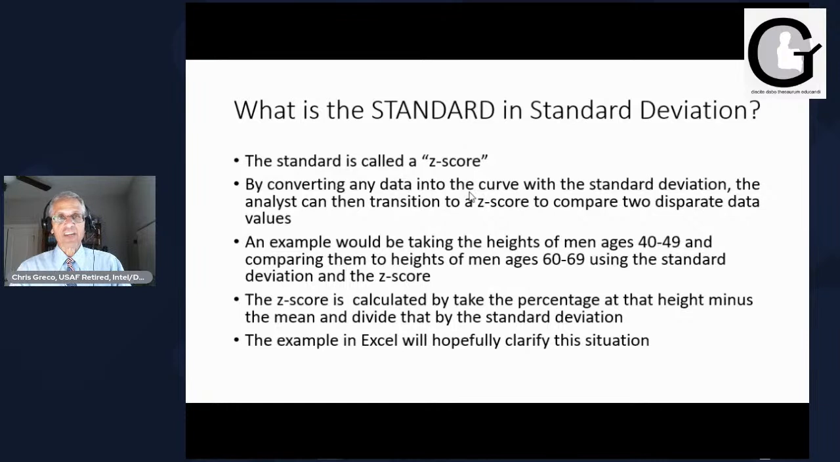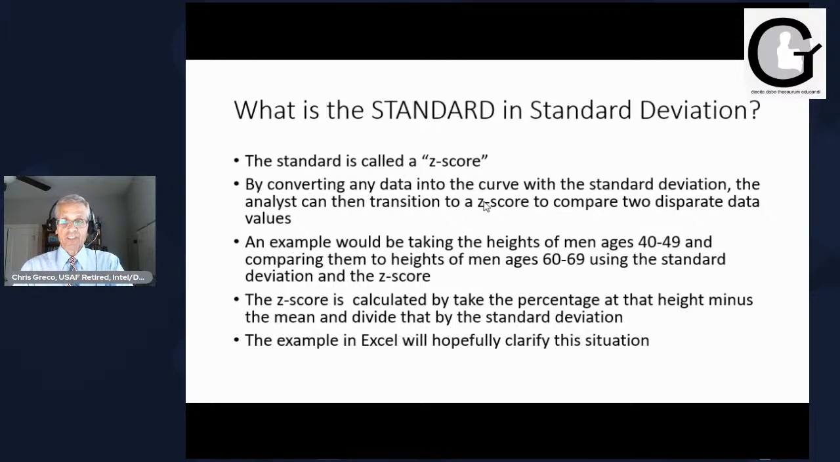By converting any data into the standard normal curve, the analyst can then transition to a z-score to compare two disparate data values. And people sit there and go, really? I said, yeah. An example would be taking the heights of men or women ages 40 to 49, comparing them to the heights of men or women 60 to 69 using the standard deviation and the z-score.